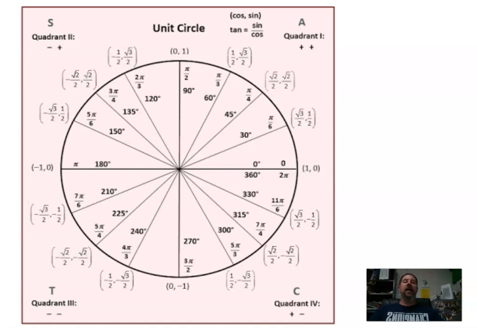Also remember that in the first quadrant, all trig functions are positive. In the second quadrant, just sine and cosecant are positive. Third quadrant, tangent and cotangent are positive. In the fourth quadrant, cosine and secant are positive. ASTC, all students take calculus, is the acronym commonly used to remember that.